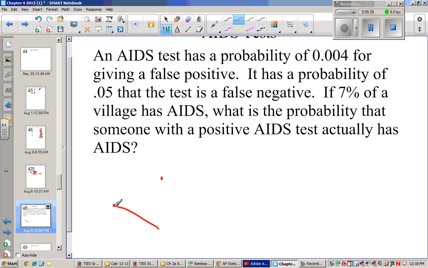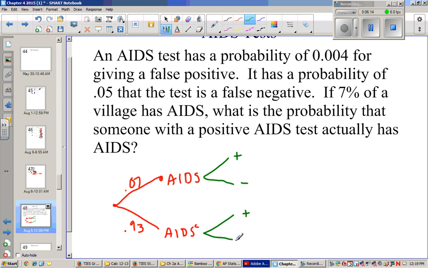Now the first thing we want to look at is the amount of people with AIDS in the village. So we can say AIDS, and we can use the same notation with a little c up here, meaning not AIDS. So the probability someone has AIDS in this village is 0.07. The probability they don't have AIDS is 0.93. And we're good there. Now the second thing we're going to test is whether the test was positive or negative.